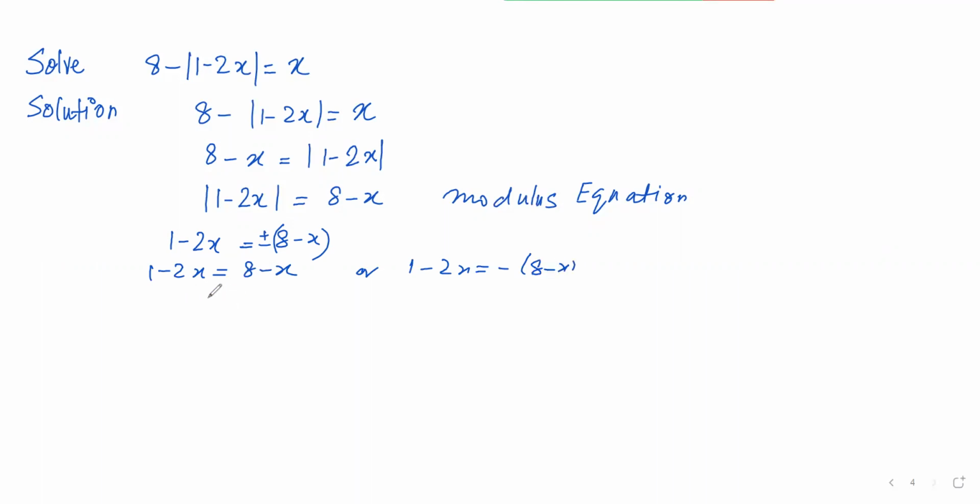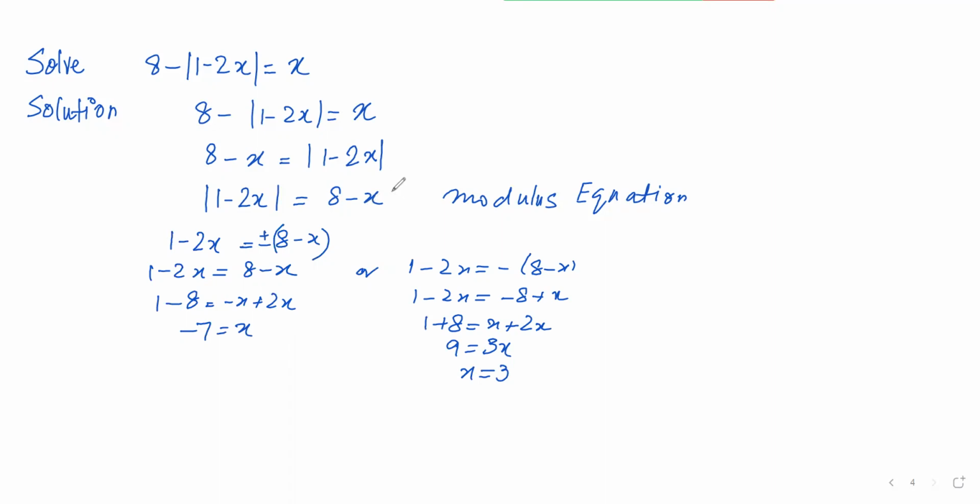Simplify: 1 minus 8 equals minus x plus 2x. So minus 7 equals x. So x equals minus 7 is one answer. Then 1 minus 2x equals minus 8 plus x. 1 plus 8 equals x plus 2x. So we have 9 equals 3x, or x equals 3. These are the two values of x, the answers for these two linear equations.